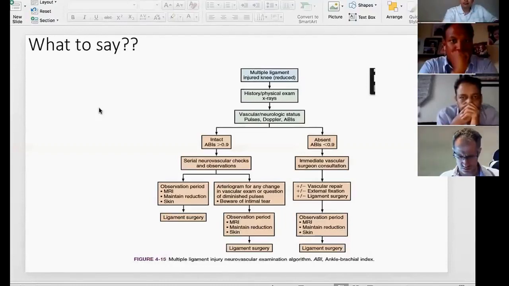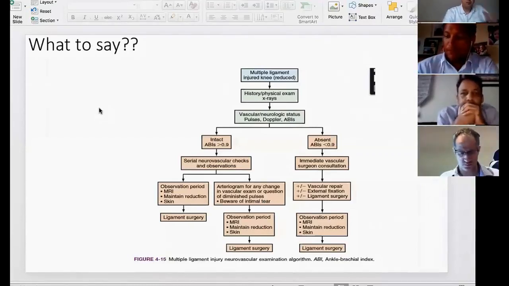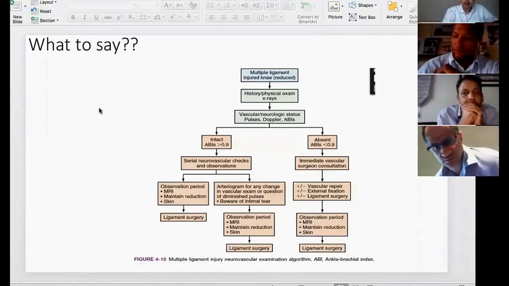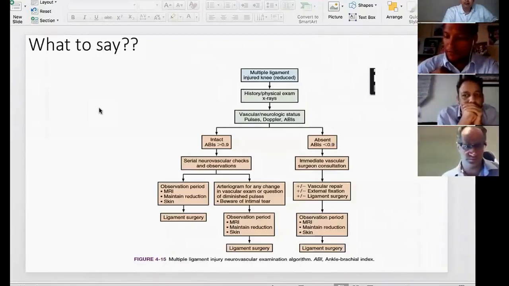However, some people like to say duplex scan. They are not wrong. Whoever says whatever, just have a system to defend yourself. I will always say, because of its high association with vascular injury, I will have a very low threshold of having a vascular scan in the form of a duplex ultrasound scan. It's a relatively safe investigation, and why don't we have it?